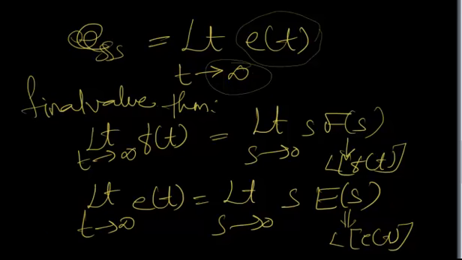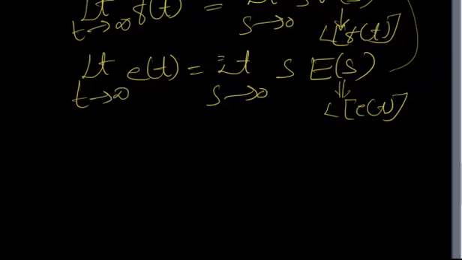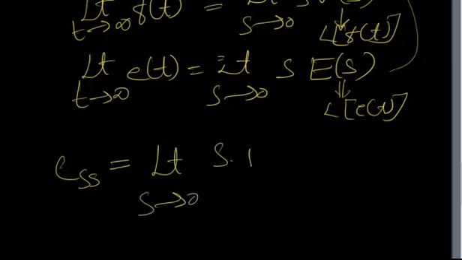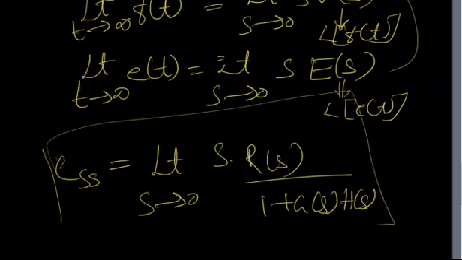But ikkada manaki e of s formula we got it long back as e of s is r of s by 1 plus g of s into h of s. So finally the steady state error ESS will be equal to limit s tends to 0 s into r of s by 1 plus g of s into h of s. So e formula based cheskuni, this is nothing but a steady state error.